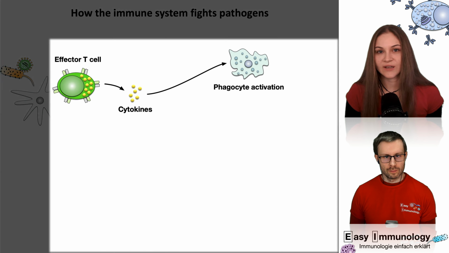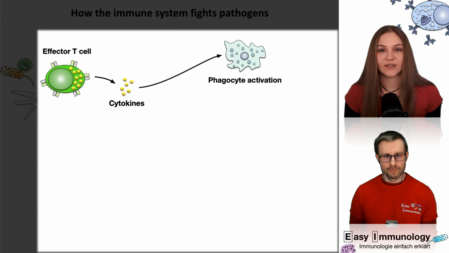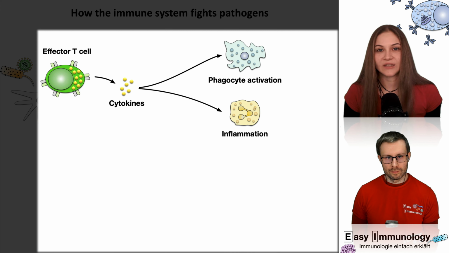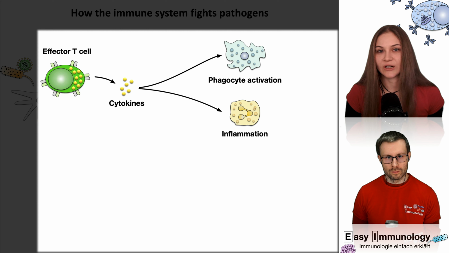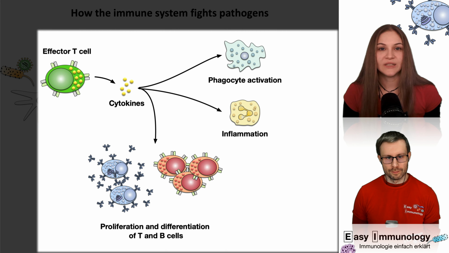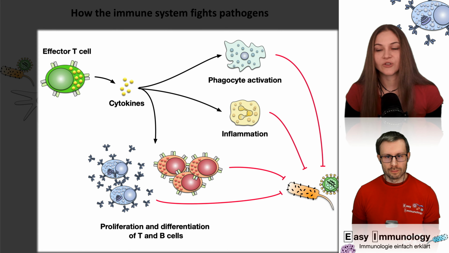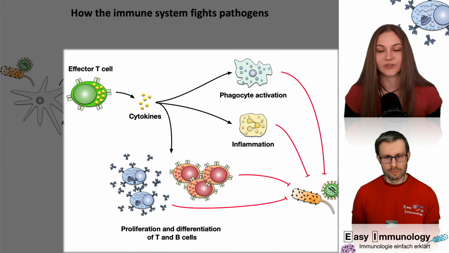For example, phagocytes, for example, macrophages, which start to eat or destroy pathogens in different ways. Eating is one of them. Then we have the activation of neutrophils, which are also causing inflammation. Or we also have the activation of other T and B cells, which then also proliferate and differentiate to effector T and B cells. And altogether, this should reduce the amount of pathogens and is the strategy of our immune system to fight these kinds of pathogens.